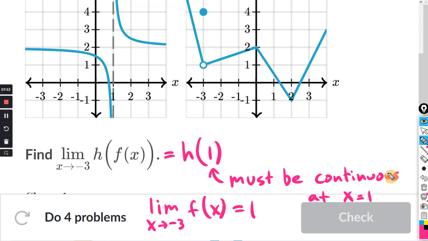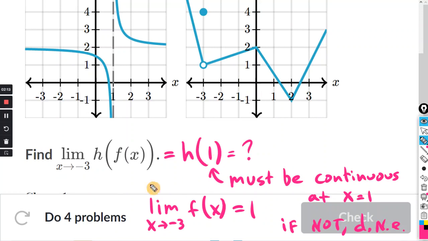Continuous basically means you can draw it without lifting your pen or pencil. So let's go to x equals 1 on the h function and see what this equals. We want to find out, and if it's not continuous, then it's going to be DNE, does not exist.